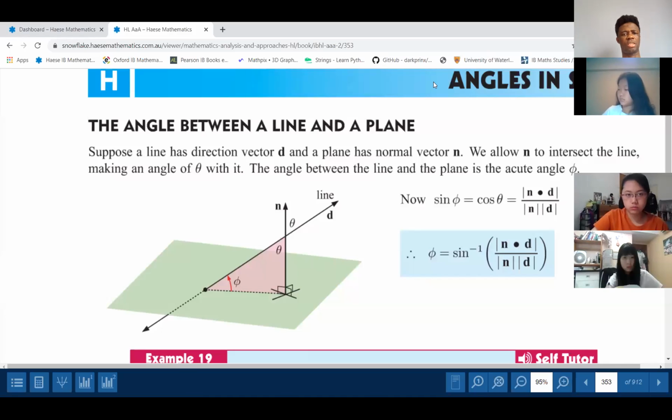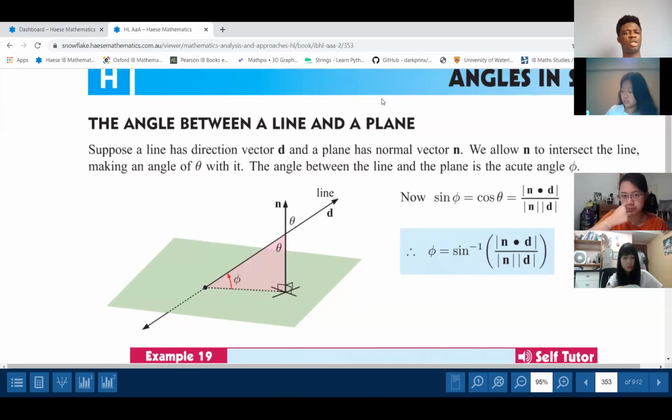Let's take a look at our Zoom classes. So let's begin with the angle between... can everybody see the book? The angle between a line and a plane.